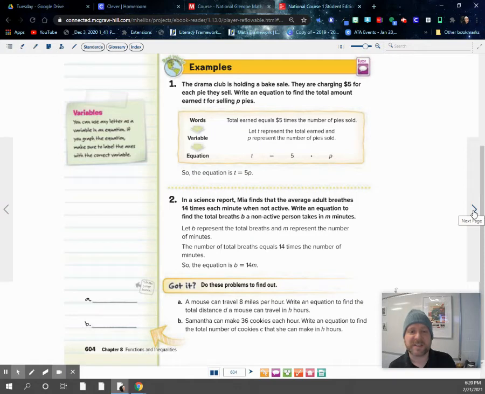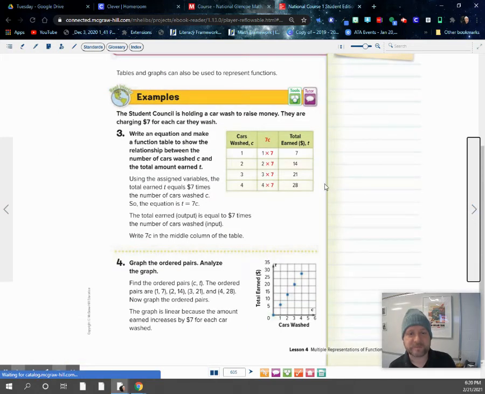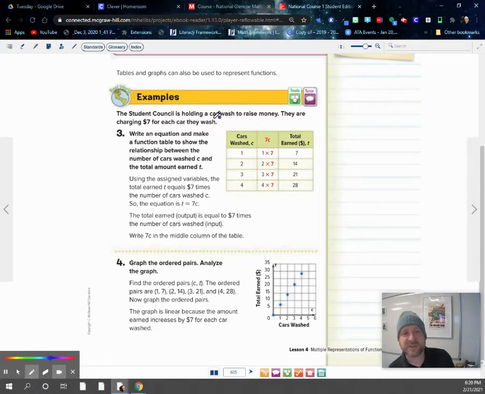All right, I'm going to skip these little bottom ones because I want to move on to one more. These two, because I want us to see how these look when we're graphing them out, because you're going to need to do some graphing today. So number 3, it says the student council is holding a car wash to raise money. They are charging $7 for every car that they wash.